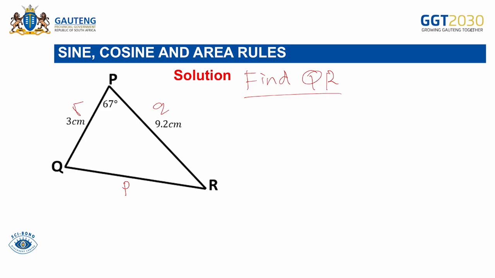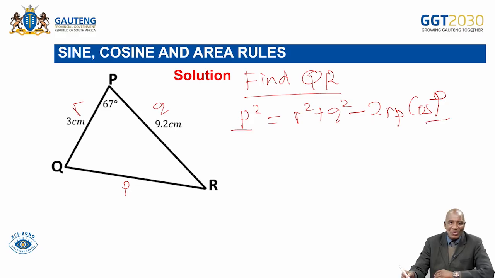Right, thank you. First step, you write down your formula. You want to find QR, which is p squared equals r squared plus q squared minus 2rp cos of big P. It's always important to write down the formula. We are applying the cosine rule. For what reason? Two sides are given and an included angle. You apply the cosine rule to find the third side. So we're looking for p squared. Let's maintain our p squared.